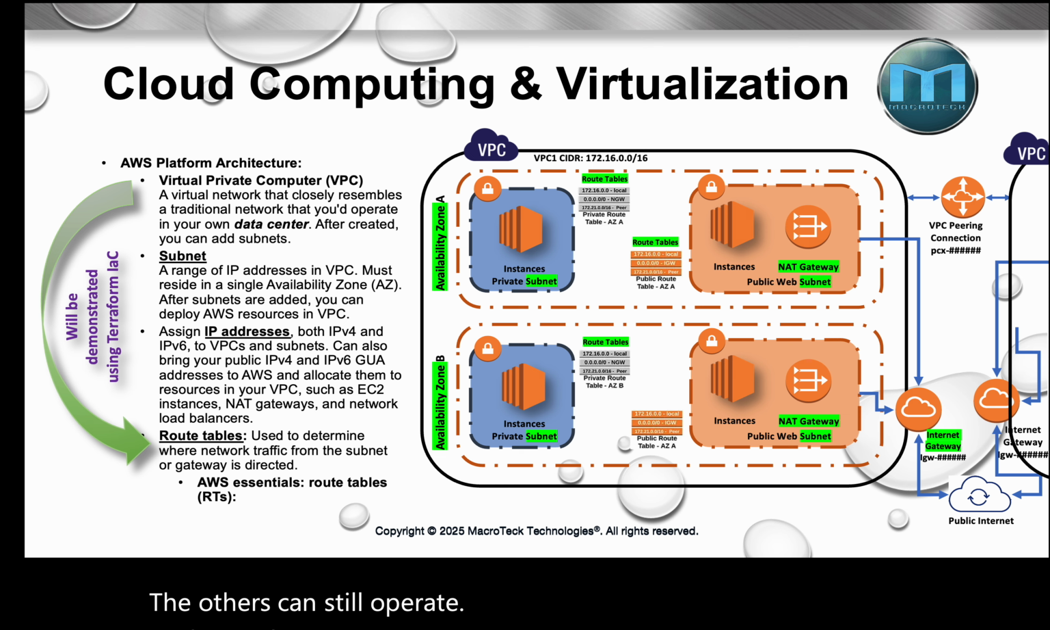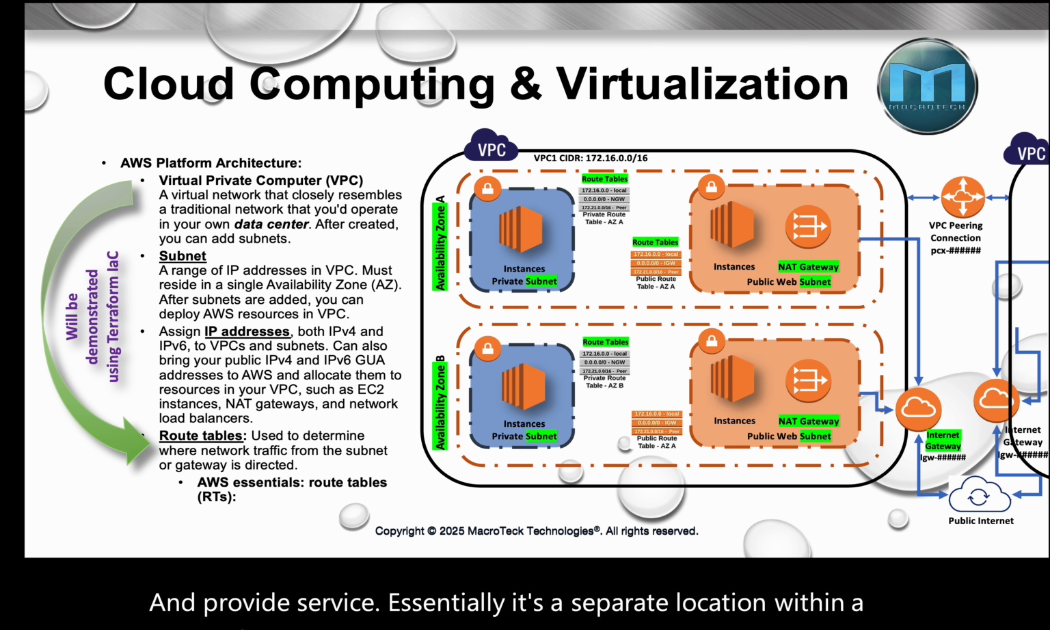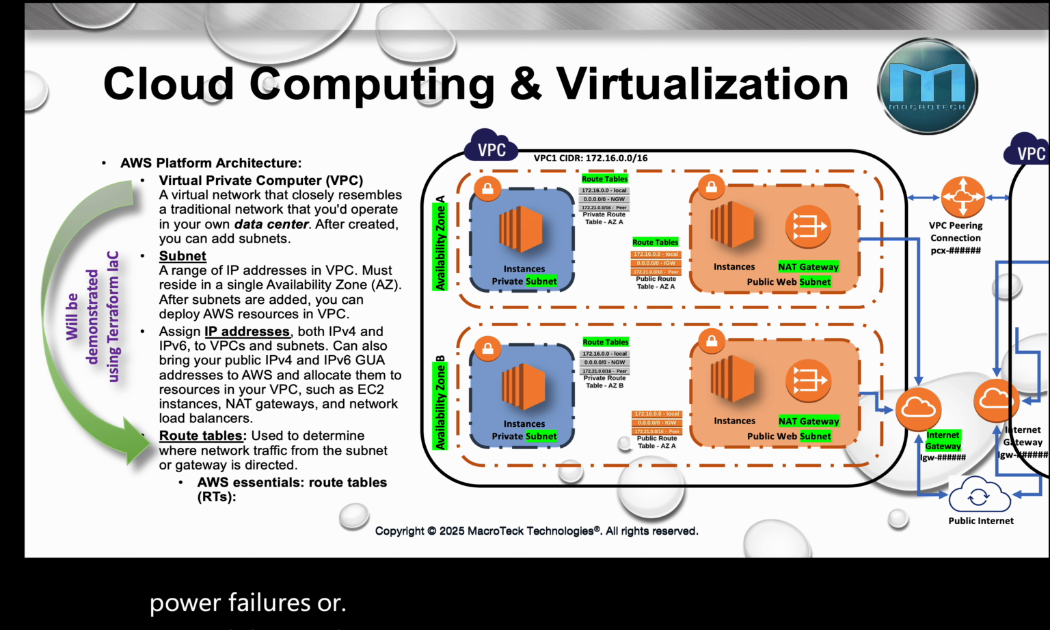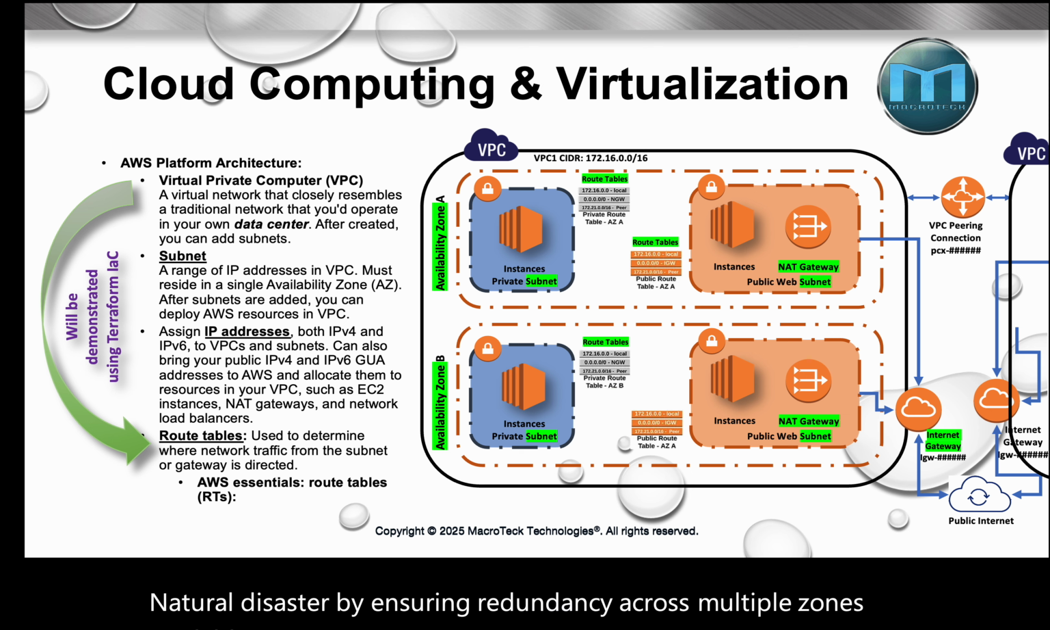Essentially, it's a separate location within a region that minimizes the impact of localized disruptions like power failures or natural disaster by ensuring redundancy across multiple zones. Availability zones are always located within a specific geographic region, meaning they are close enough to have low latency connections, but far enough to avoid being affected by the same local event.